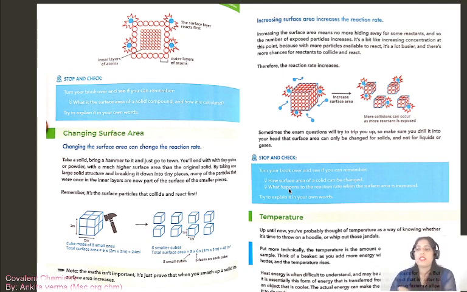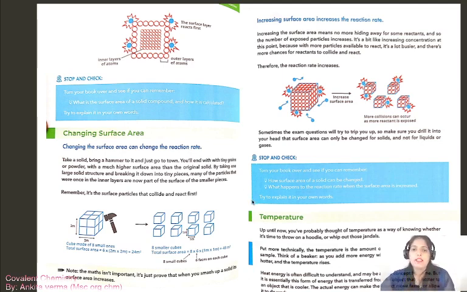So increasing surface area always increases the rate. One more example is you are going for a barbecue and you have a log of wood, but on the other side your friend has small little pieces of wood. That is very easy to burn as compared to the big log. So that is a very common example.